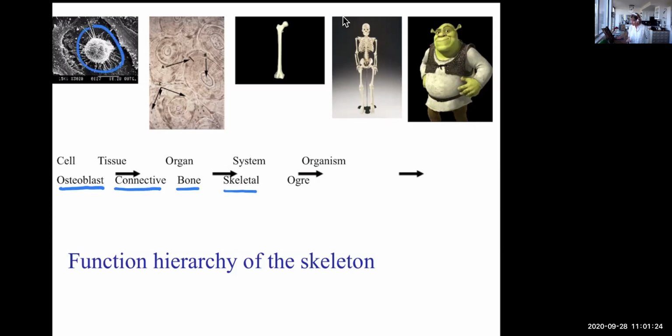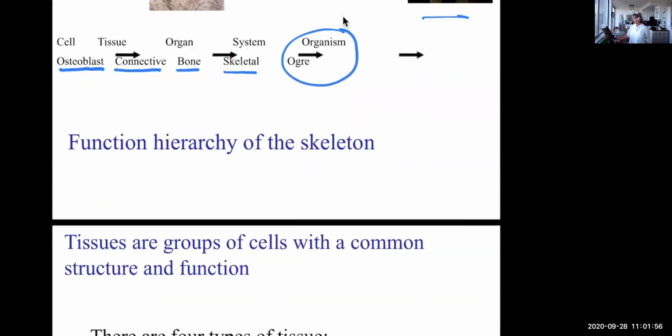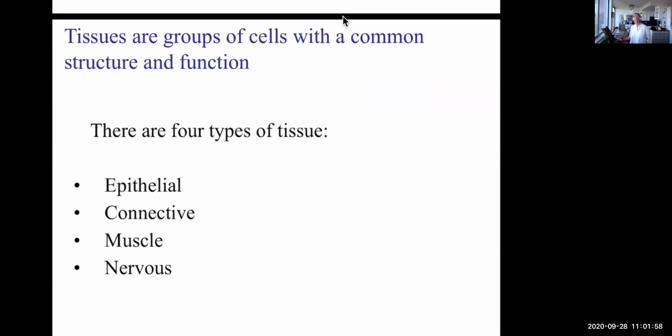So here's the cell. Sorry, these are a bit off kilter. This is the tissue. This is a bone. This is the skeletal system. It includes long bones like this one, but also flat bones, bones for locomotion and bones for protection. And of course, all of the systems of the body work together for the function of the organism. In this case, it's Shrek. Or who played Shrek? Oh yeah, Mike Myers.